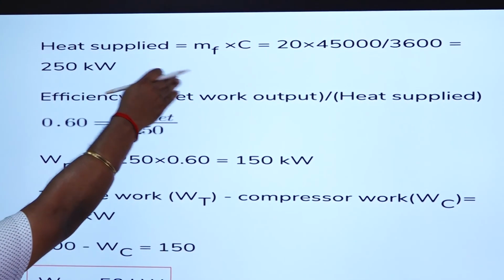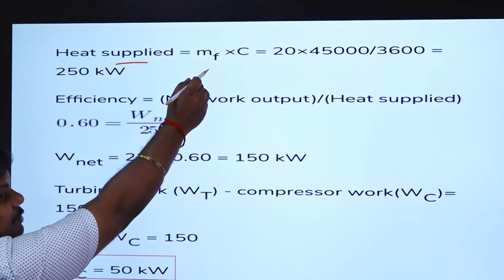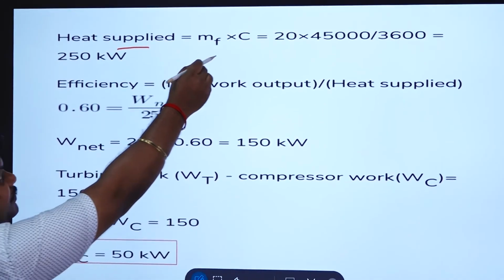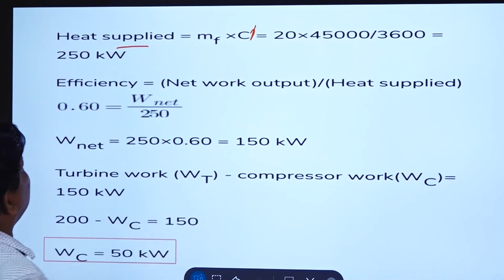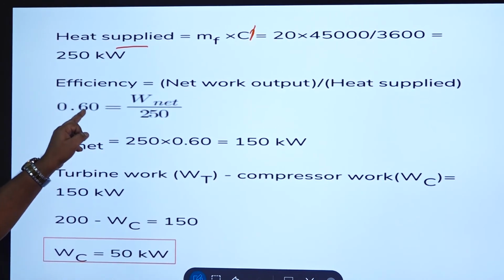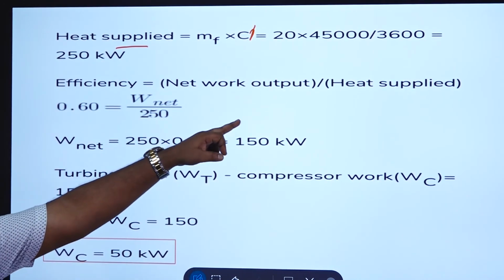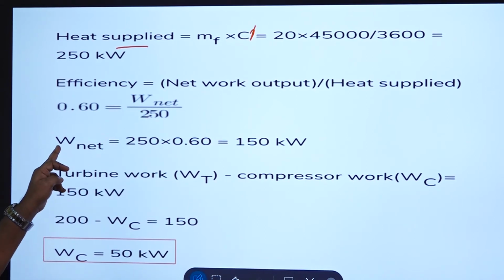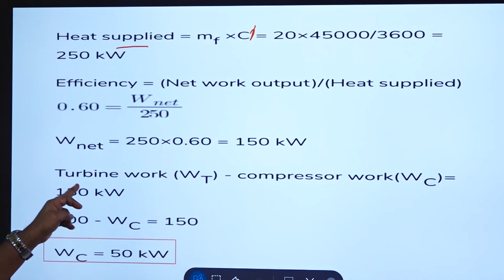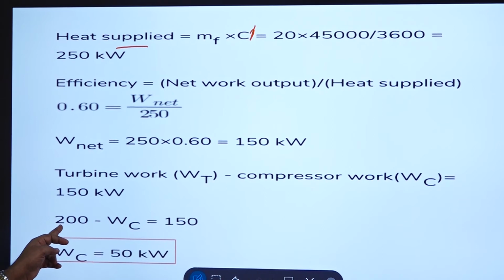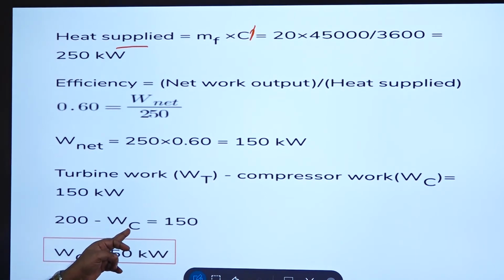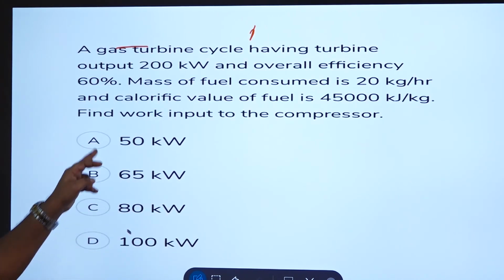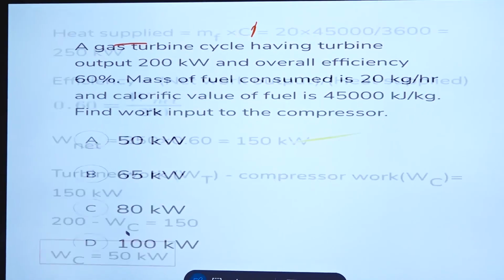Based on the data, you use the formula for heat supplied: mass of the fuel into calorific value CV. So you can get the value, and efficiency is net work output by heat supplied. From that you can find the net work done. The turbine work minus compressor work is the net work. The turbine work is given to you, so you can easily find the compressor work, which is 50 kilowatt. So 50 kilowatt, A is the option.